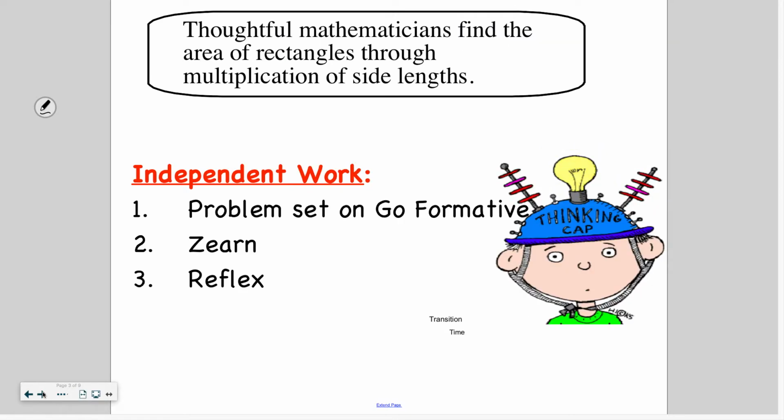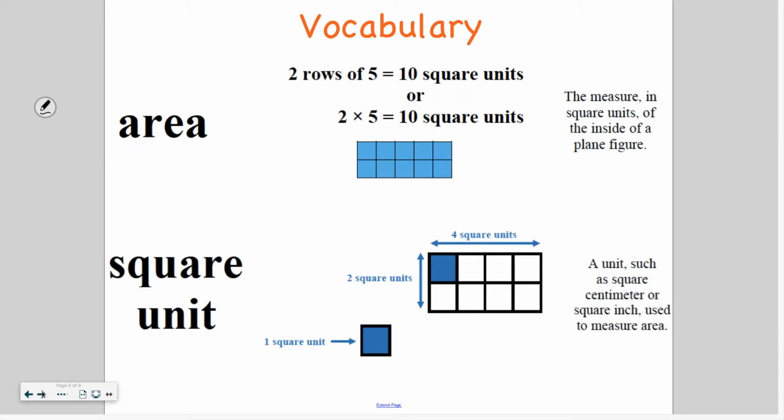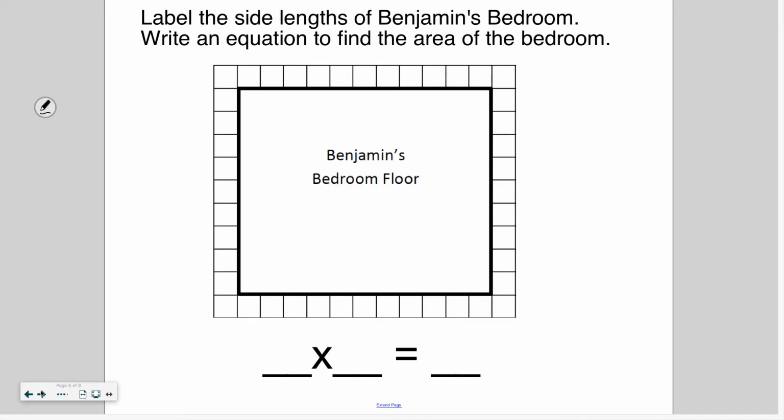All right, so let's get into today's lesson. So today we are finding the area of rectangles through multiplication of side lengths. It's similar to what we've already been doing. And since we've already been reading this vocabulary for a while, I'm just going to let you pause the video and read it to yourself to refresh your memory. And go ahead and read these to yourself as well. All right, so let's get started.